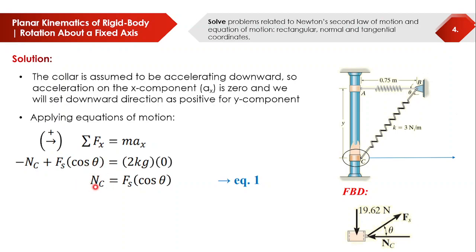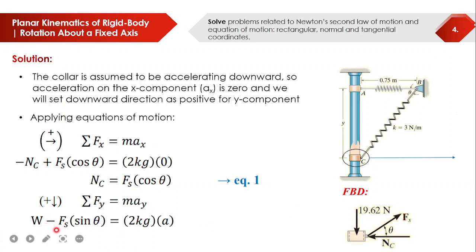So here's how you solve for our normal component. This is the second requirement. The normal force will be solved by multiplying the spring force times the cosine theta. So all forces along y will be equal to mass times acceleration along y. The forces that act along y are the weight and the y component of the spring force. So that will be weight minus spring force sine theta is equal to 2 kilograms times acceleration.